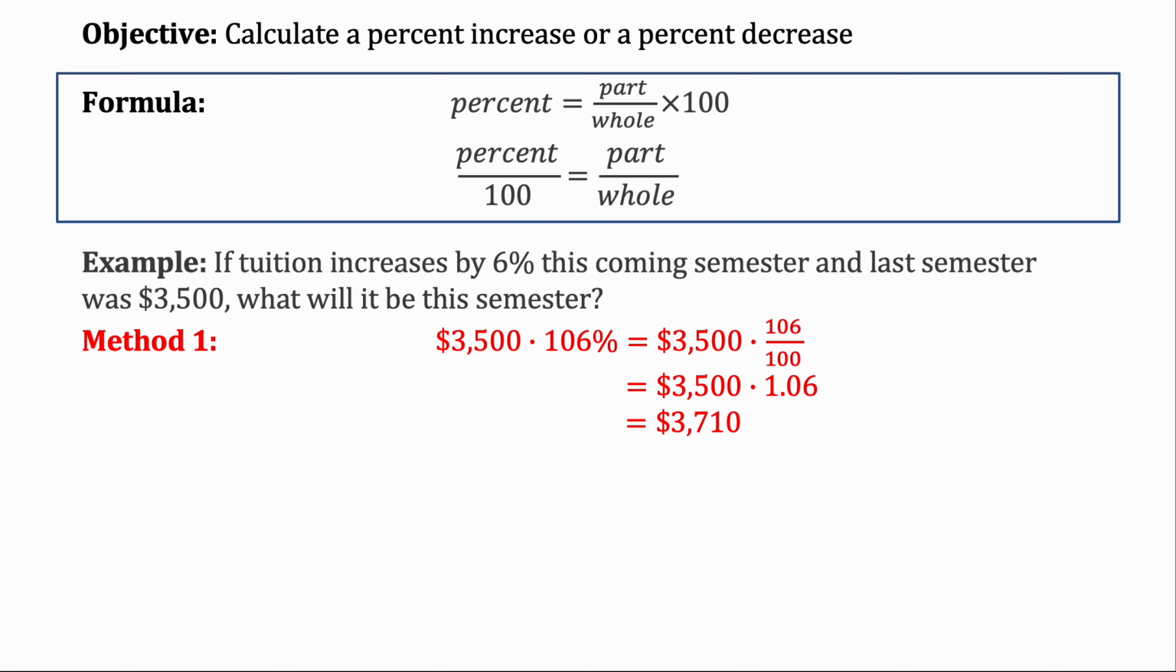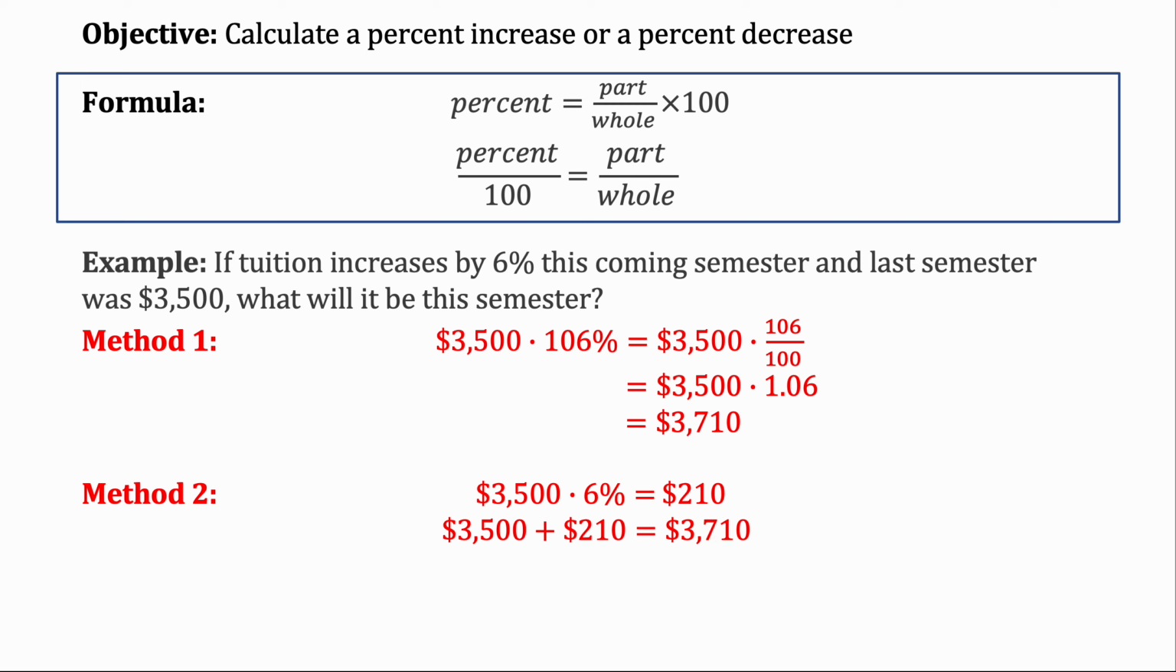So that's one method. Another method is you can just find what is 6%. 6% times 3,500 would be the same as 3,500 times 0.06, or 3,500 times 6 divided by 100. You get 210. And then you just have to add that increase on to the original amount. So we get the same thing, $3,710.